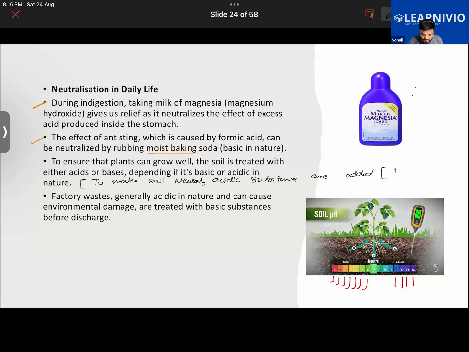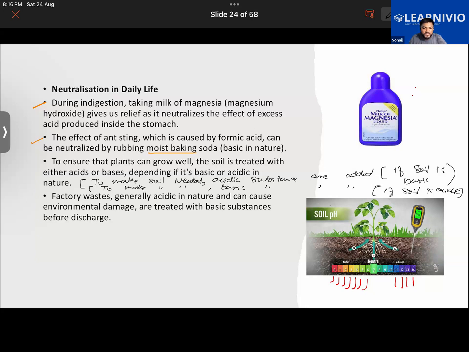If soil is basic in nature, add acidic substances, and the two of them would react, a neutralization reaction will take place, hence the pH level will be restored to 7. Or otherwise, to make soil neutral, basic substances are added if soil is acidic in nature. Hope this is clear to everyone.